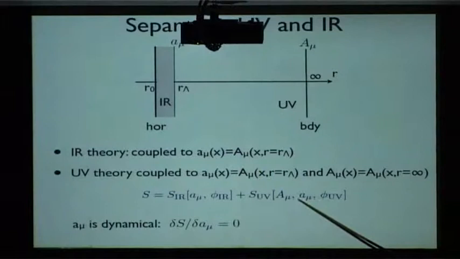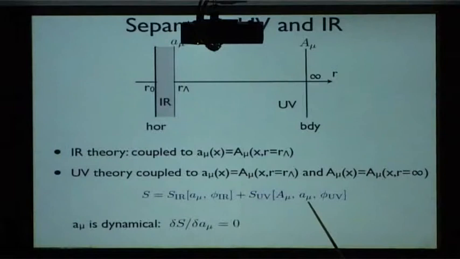This field little a mu is just a field that we put in basically by hand, by construction. We put an artificial division line between the ultraviolet and the infrared. And as a result, we get an extra gauge field, little a mu.